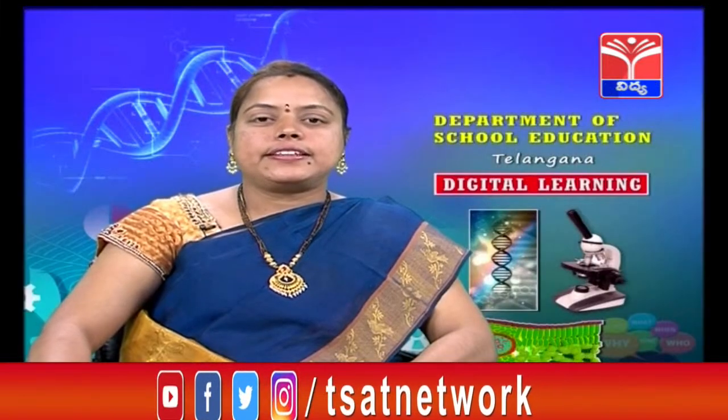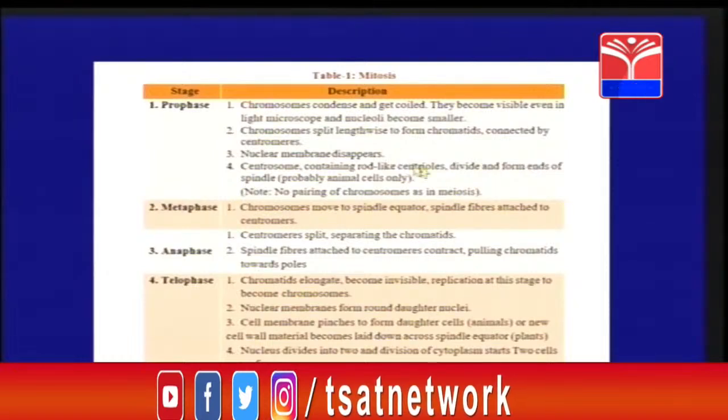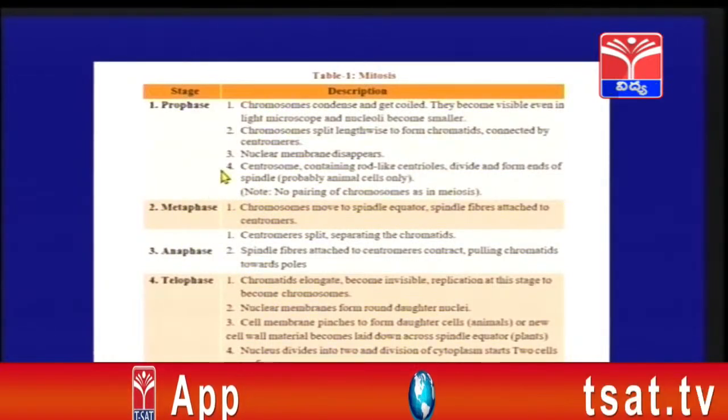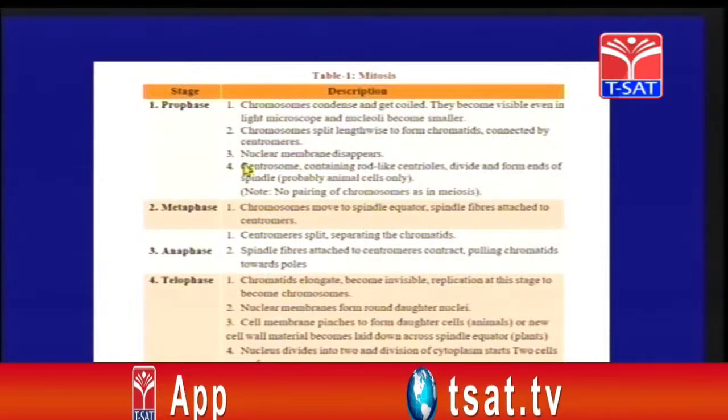Children, this is the table. It is present in our textbook. Please go through this table, as it contains the major points, the major events which take place in the mitotic phase.